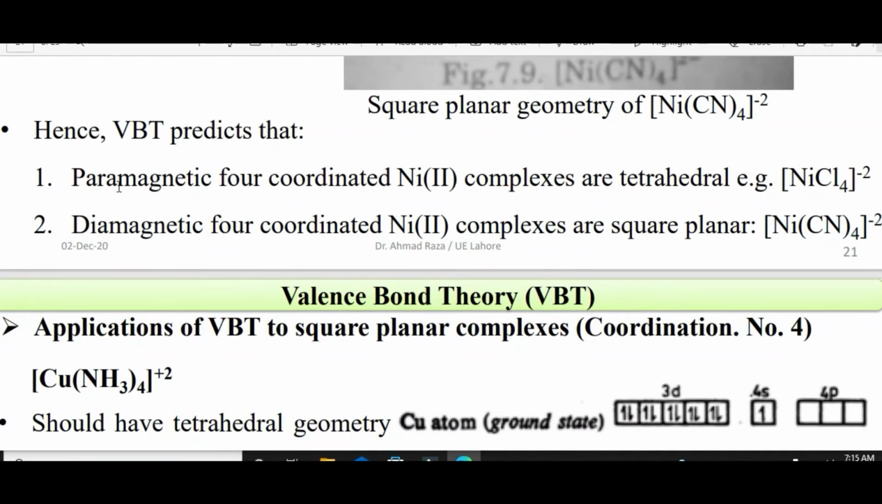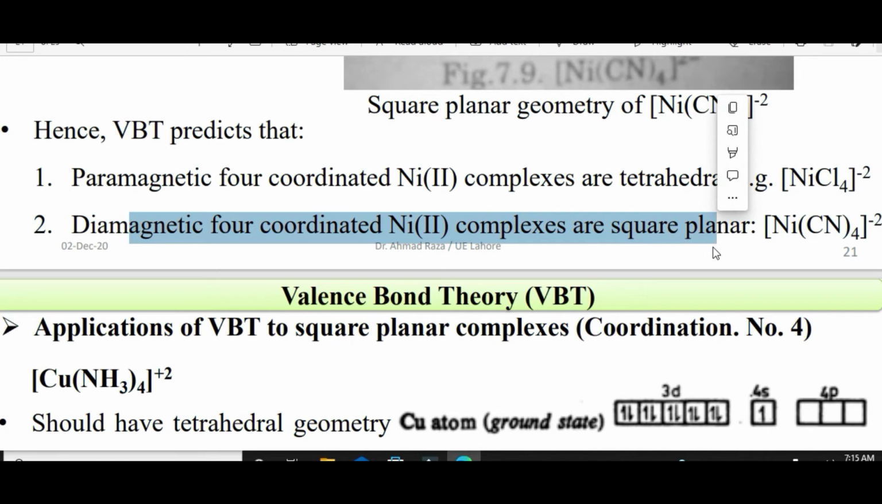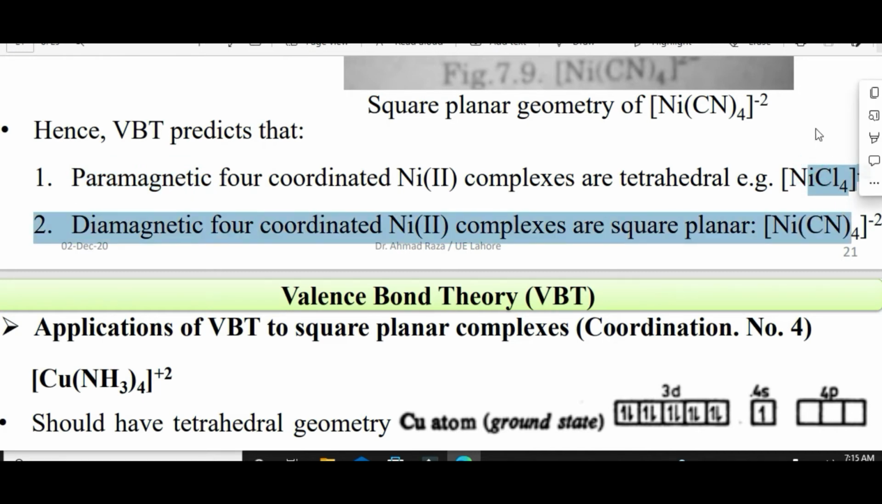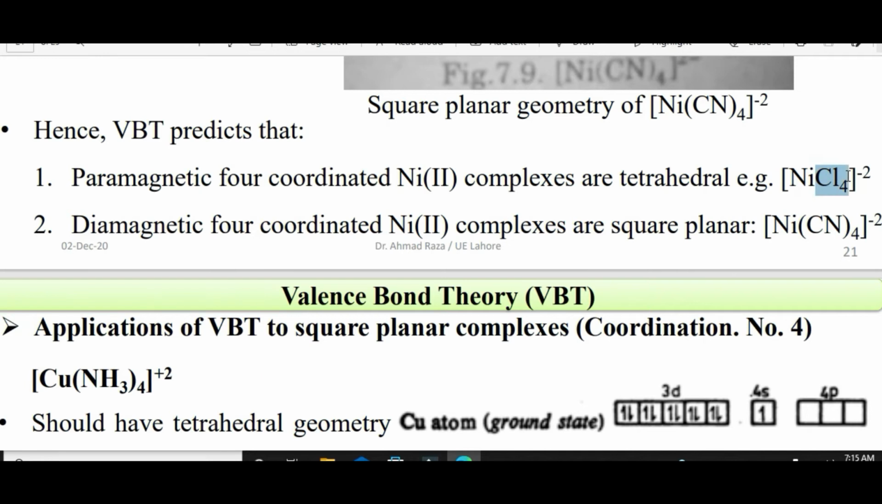What does VBT predict? Paramagnetic 4-coordinated nickel 2+ complexes are tetrahedral, while diamagnetic 4-coordinated nickel complexes are square planar. What is the reason behind it? The reason is the ligand. Here we have Cl, which is a weak field ligand. Here we have CN, which is a strong field ligand.